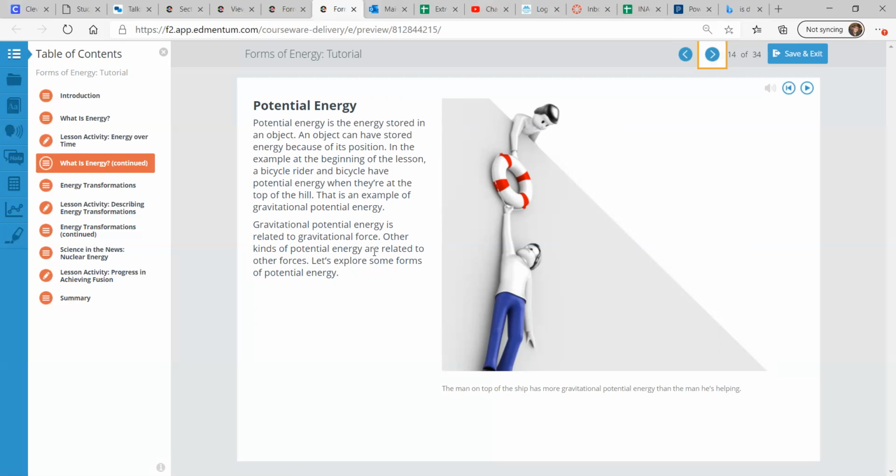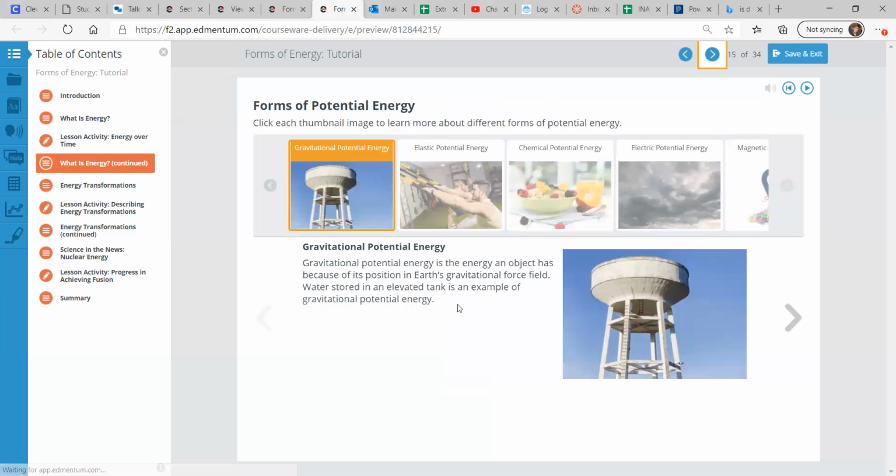Gravitational potential energy is related to gravitational force. Other kinds of potential energy are related to other forces. Let's explore some of those forms of potential energy. In this picture here, the man on top of the ship has more gravitational potential energy than the man he's helping because he's higher up because of his position.